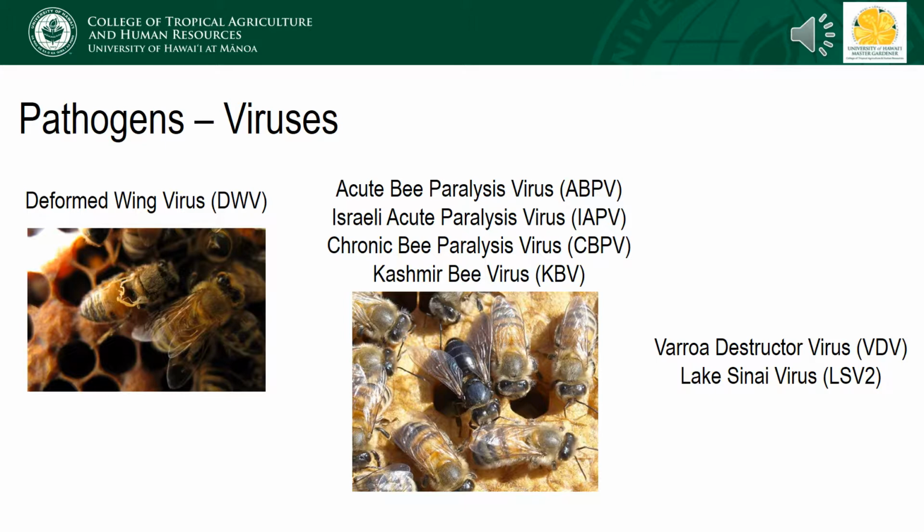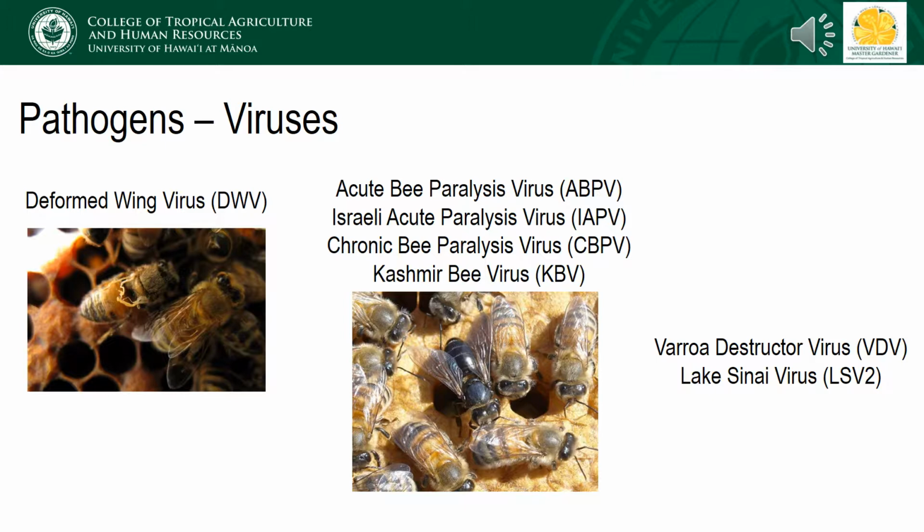Bees infected with acute bee paralysis virus, Israeli acute paralysis virus, chronic bee paralysis virus, and Kashmir bee virus exhibit similar symptoms. These include darkening and hairless thoraces and abdomens with wings that shiver. These bees are not able to fly and may tremble for a few days before dying. In severe infections, the bottom board may be covered with these shivering, dying bees.